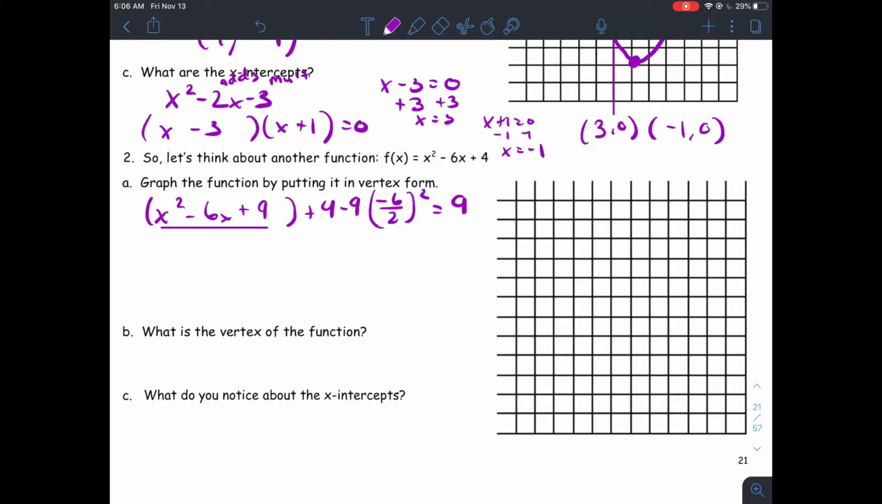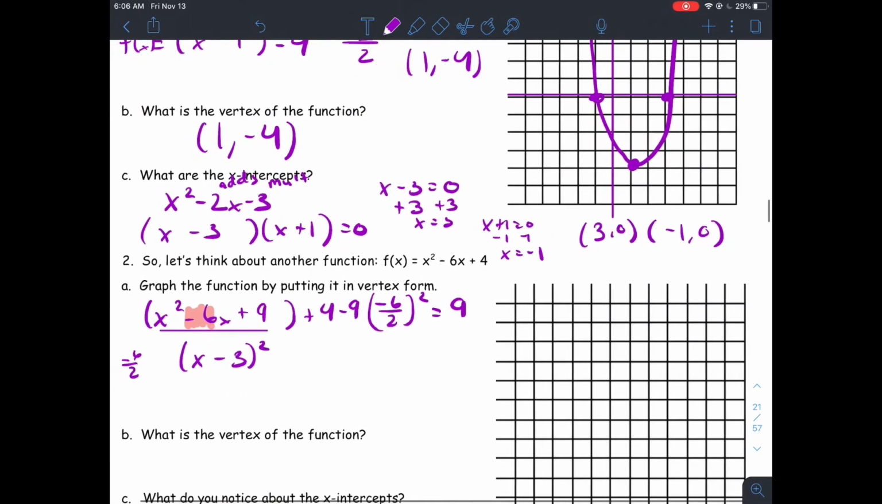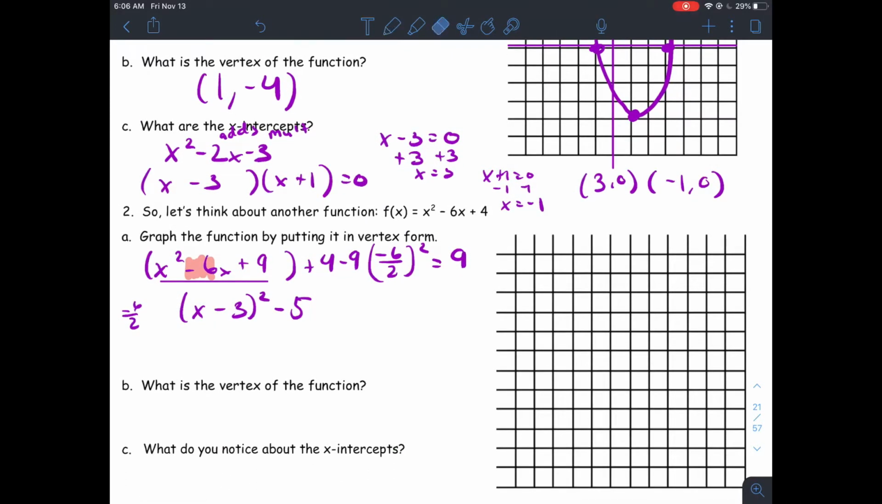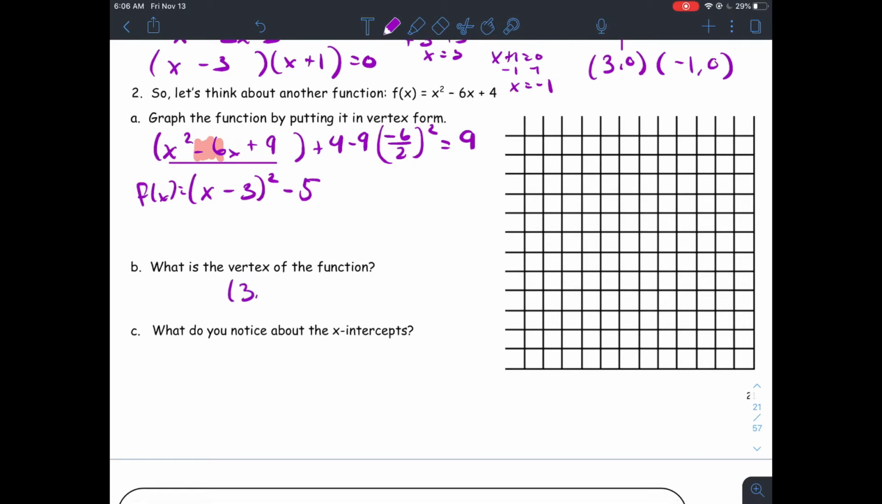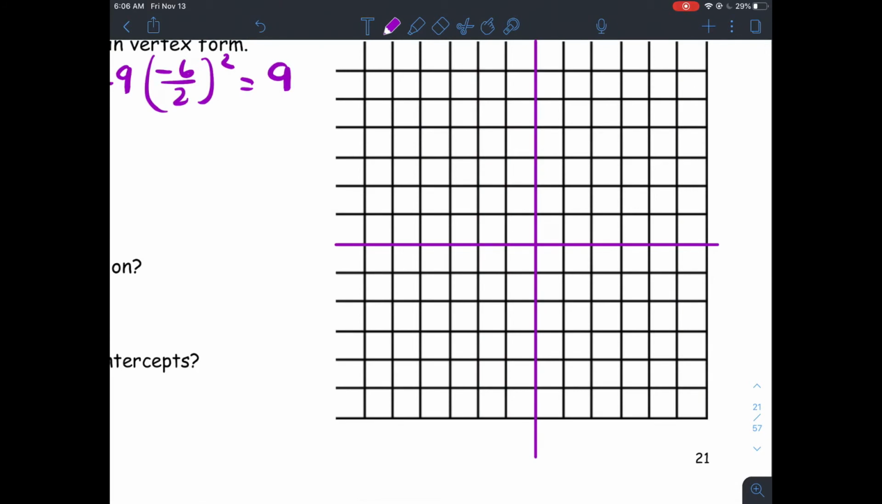Now I'm going to rewrite this as a perfect square. So I'm going to do x, take my middle term, divide it by 2, which gives me a minus 3, square it, and then 4 minus 9 is going to give me a negative 5. And then we'll put in our f of x. So the vertex of this function is 3, negative 5. So I'm putting in my axes here, but I'll leave it up to you to put in the axes. So we're going to go 1, 2, 3, 1, 2, 3, 4, 5.